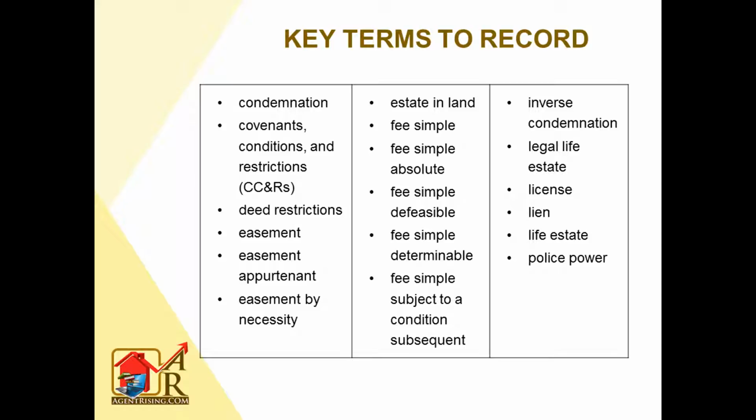Lien. The right given by law to certain creditors to have their debts paid out of the property of a defaulting debtor, usually by means of a court sale. And then police power. The government's right to impose laws, statutes, and ordinances, including zoning ordinances and building codes, to protect the public health, safety, and welfare.